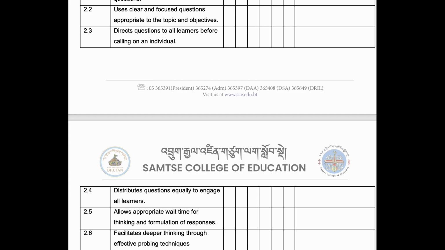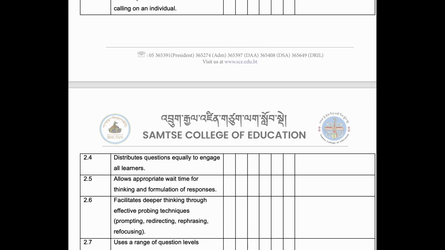Effective teachers also probe learners' thinking. They may ask follow-up questions, prompt learners to explain further, redirect questions to other learners, rephrase questions, or help learners to clarify their ideas instead of immediately giving the answer. Another important aspect is the range of questions. Student teachers should move beyond simple recall questions. They should gradually guide learners from remembering and understanding to applying, analyzing, evaluating, and creating. This helps develop higher-order thinking skills.